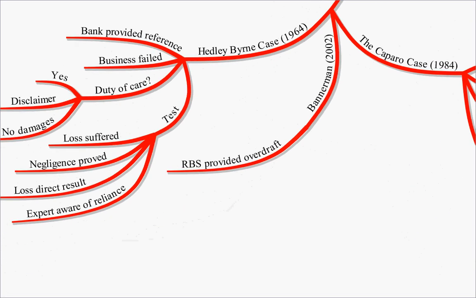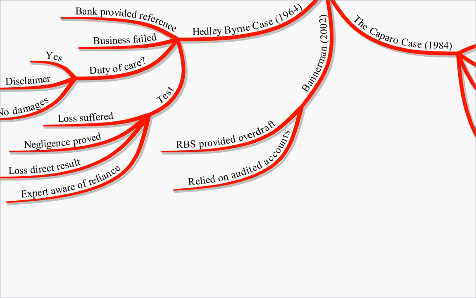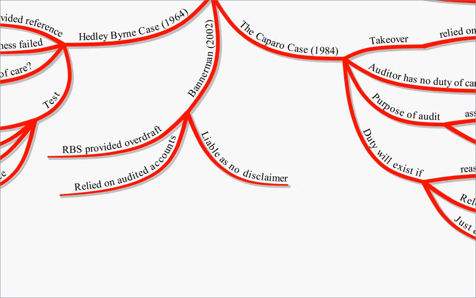In Bannerman, RBS provided an overdraft to a business. They relied on the audited accounts to provide that overdraft, and of course the business went under. Did Bannerman owe a duty of care to RBS? Well, it was held that yes, they were liable. They hadn't disclaimed their liability, and they knew that RBS were relying on their work, because when they did the audit they would have seen the overdraft and done audit work on it and knew that they were relying on the audited accounts. So they were liable and had no disclaimer.